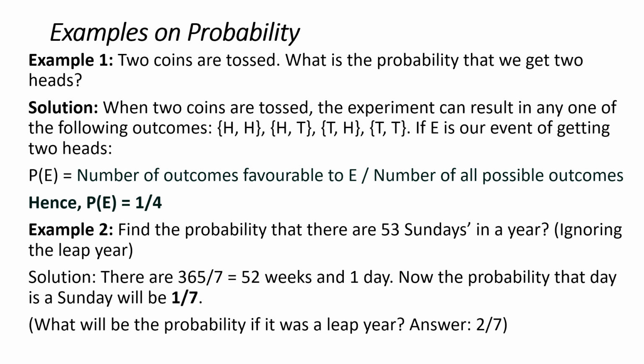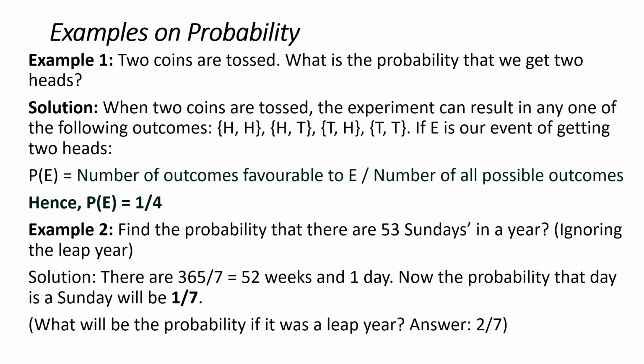How many outcomes are favorable for E? E is getting two heads. So only HH, one favorable outcome is there. So our probability will be 1 upon the total 4. Probability of E will be 1 upon 4.